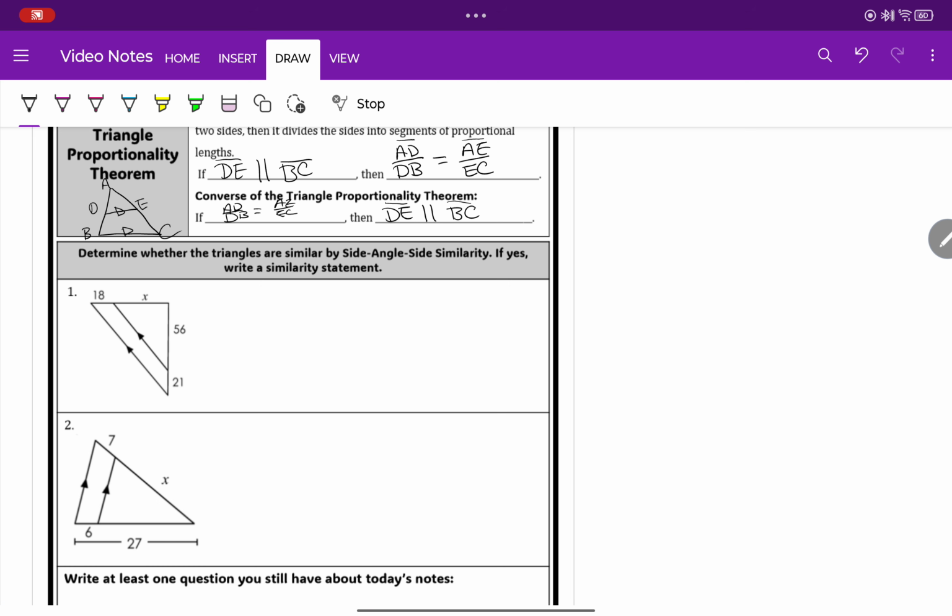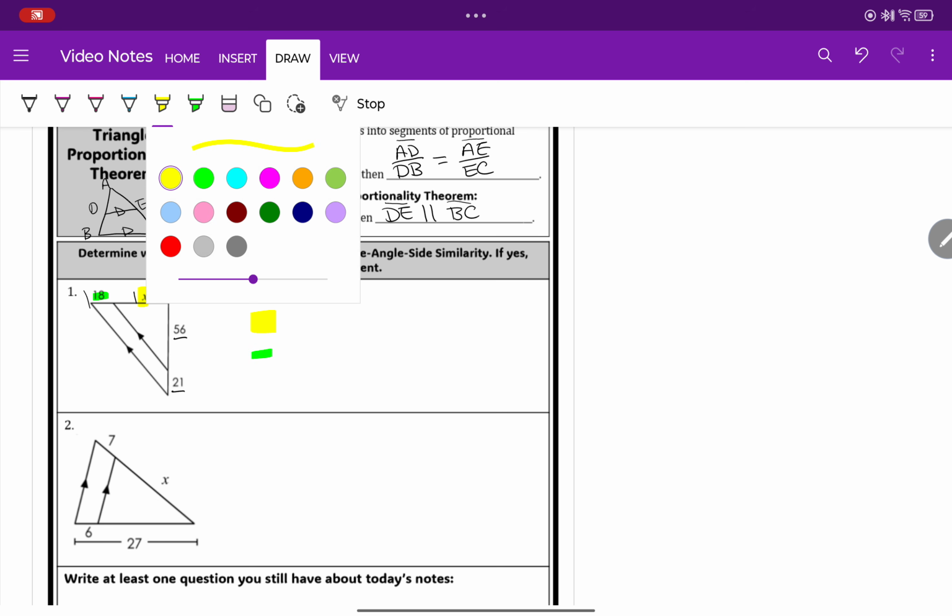So if I'm going to determine whether or not these triangles fall under my proportionality theorem, okay, I need to first write out two equations. So in this case, I need to write out 56 over 21 is equal to x over 18. So I'm going to go ahead and highlight these with a couple different colors.